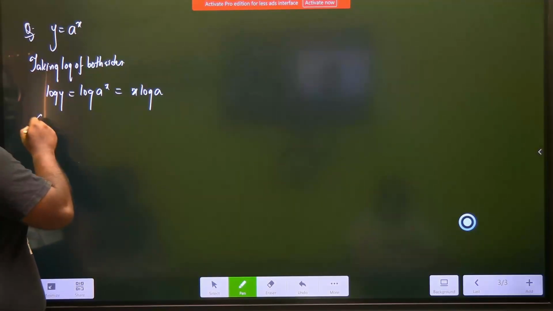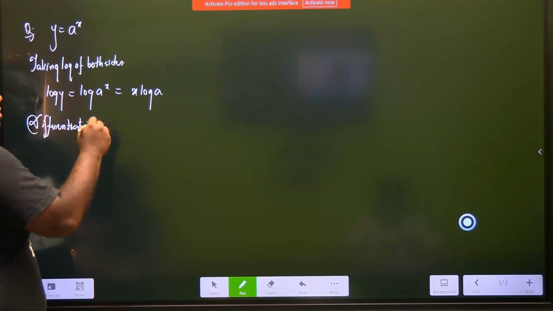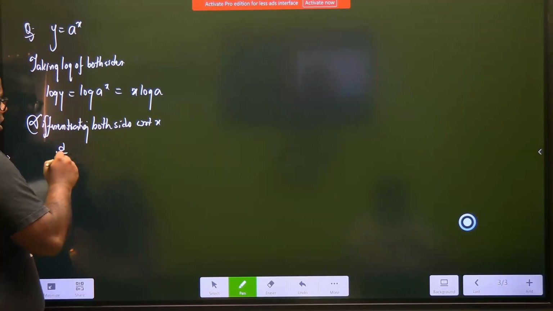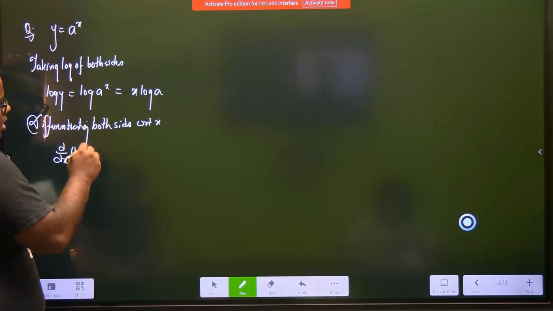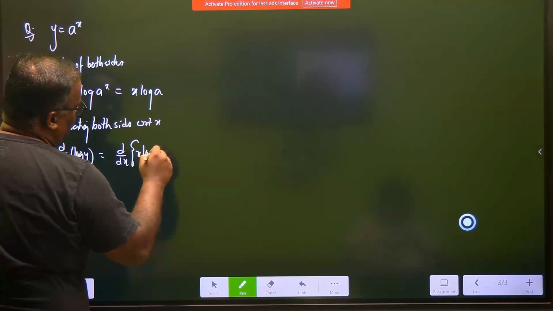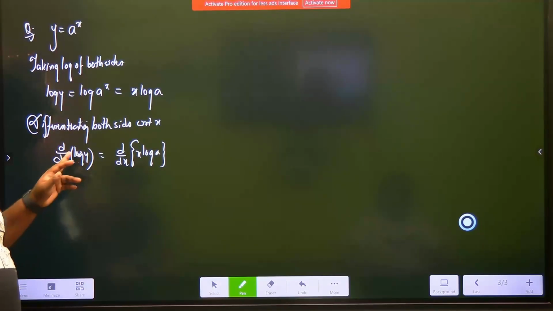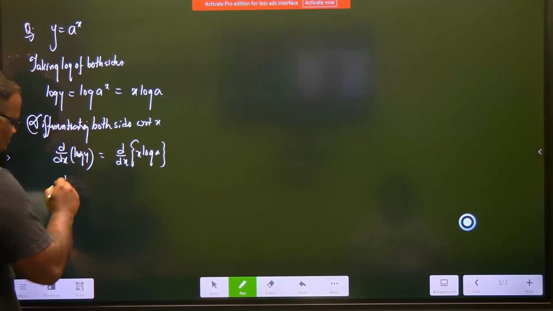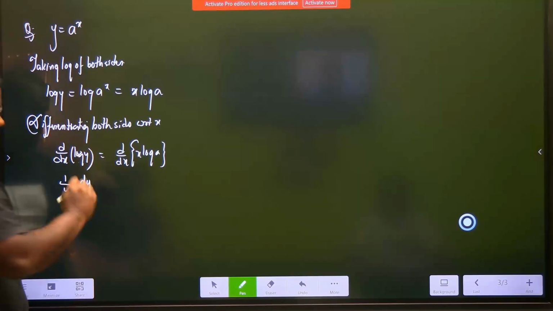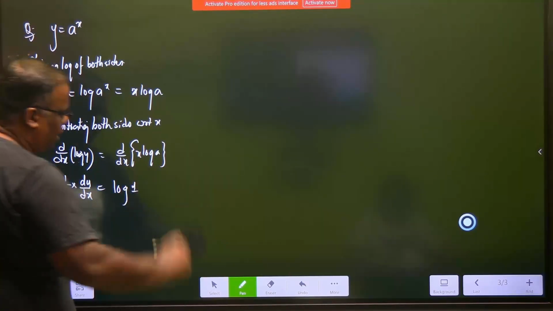Now you differentiate. Differentiating both sides with respect to x, so you get d/dx of log y is equal to d/dx of x log a. Okay, so let's see this again. So you see this is log y, log of y. So d/dy of log y is 1 by y, which is 1 upon y into dy by dx, which is equal to log a, which is a constant now. d/dx of x is equal to 1.